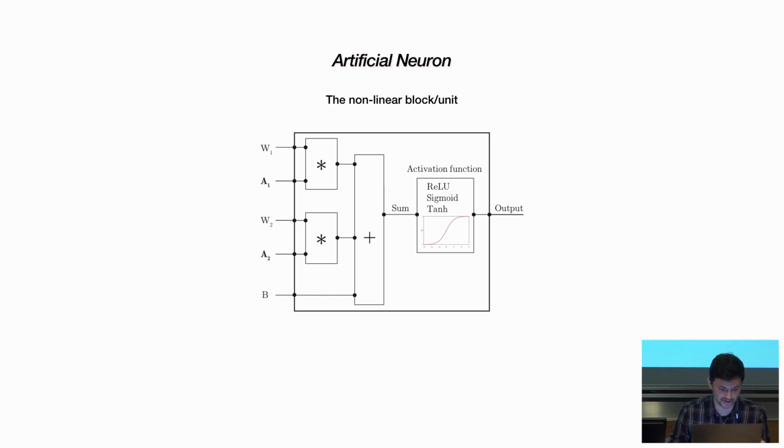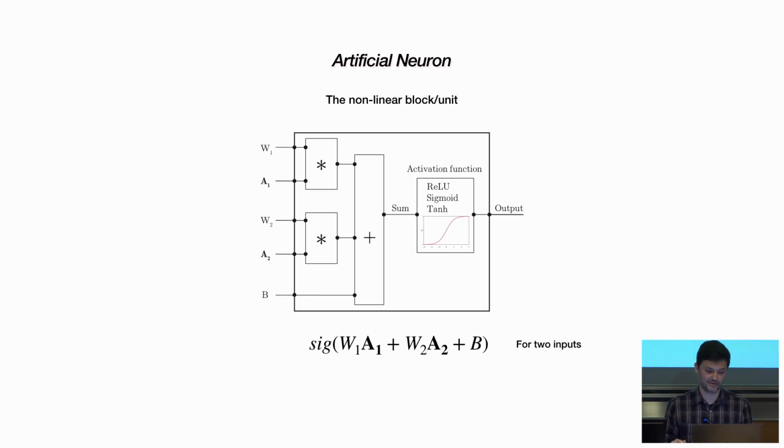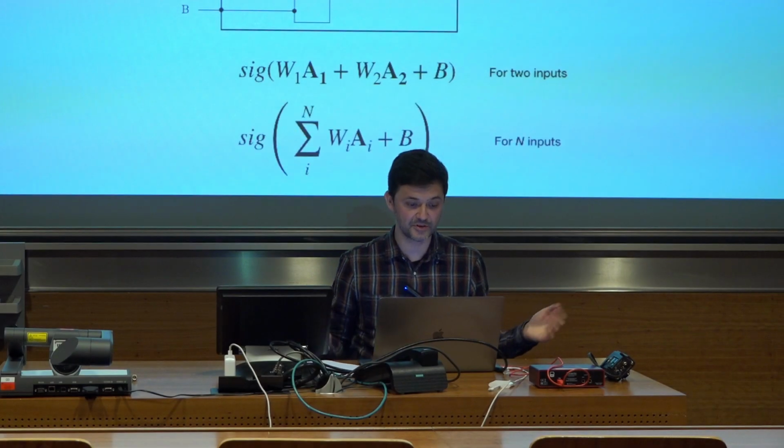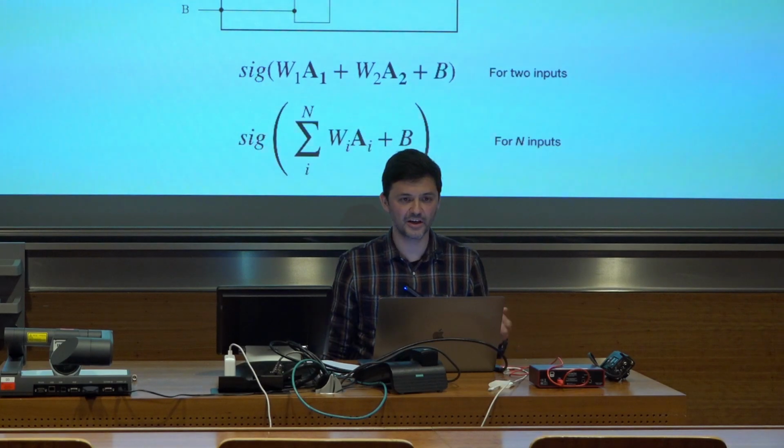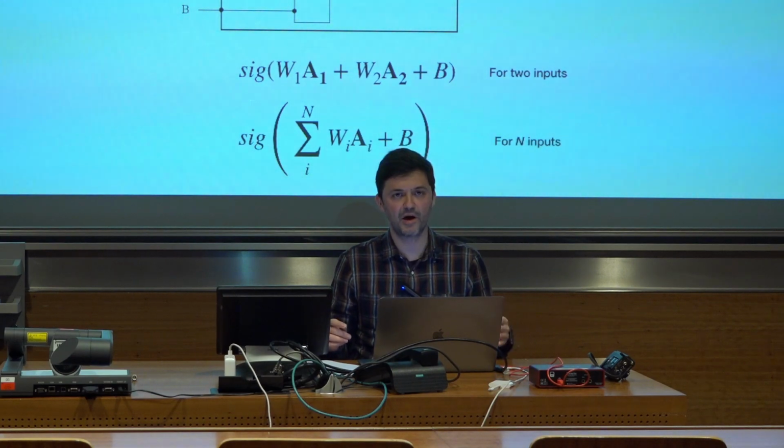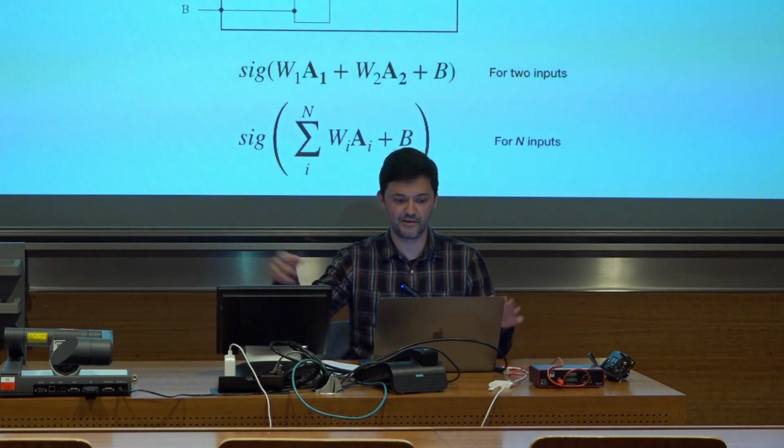Okay, that's the next question. What is the formula? Sigmoid of W1 times A1 plus W2 times A2 plus B. If we have two inputs, this is the formula. Very simple formula. If we have n inputs, it's just a sigmoid of the sum of all weights times all activations, plus the bias. So if you have 100 of them, then it's a sum of 100 weighted terms, W1A1 up to W100A100, plus B at the end, and that's it.